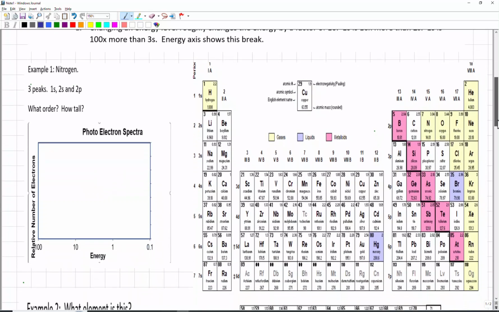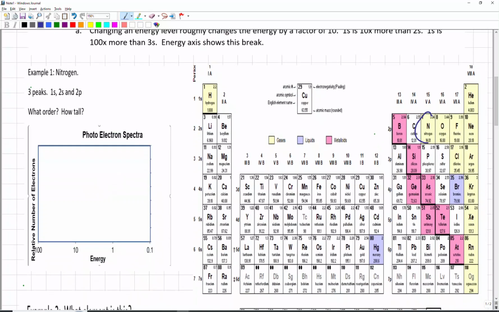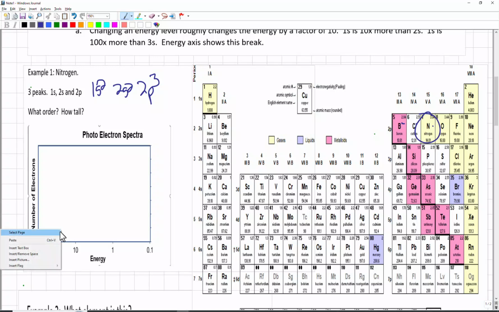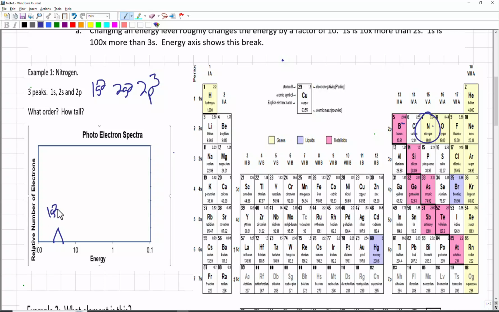All right, here's nitrogen. It has 3 peaks. So nitrogen is 1s2, 2s2, 2p3: 1, 2, 3. The biggest energy is going to be at 1s. If I have to draw this and estimate it, my first one is going to be this tall. That's my 1s2. 2s2 should be in the next grouping here. So 2s2, same height.